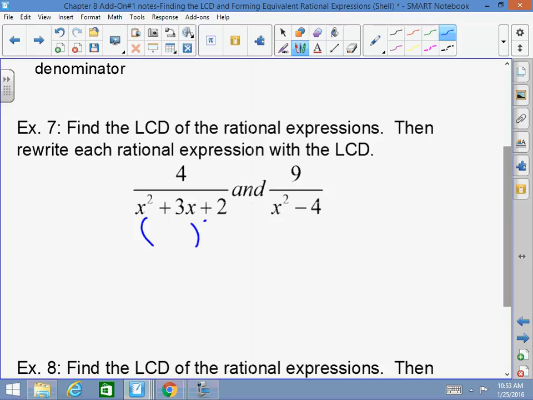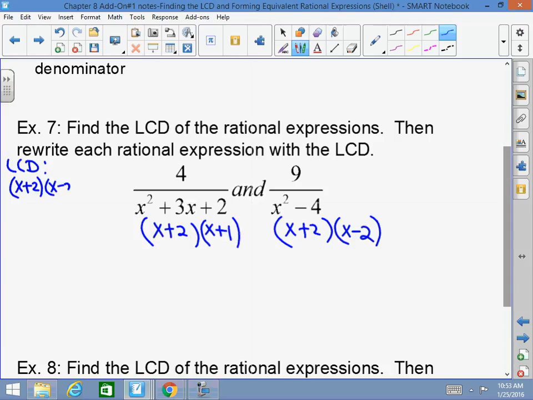Let me show you. I factor this right here, I got x plus 2 and x plus 1. I factor this down here, I got x plus 2, x minus 2. My LCD here is going to be x plus 2, x minus 2, and x plus 1. Does everyone see that? You promise? Okay. So here I've got 4 over x plus 2, x plus 1, and I've got 9 over x plus 2, x minus 2.